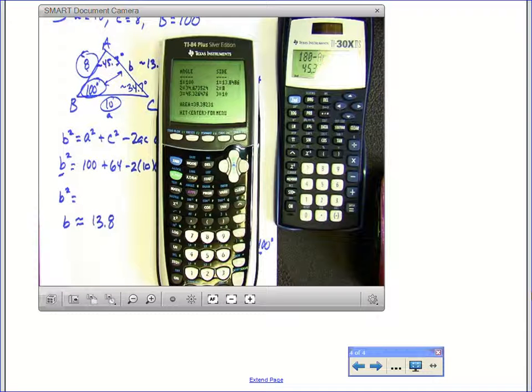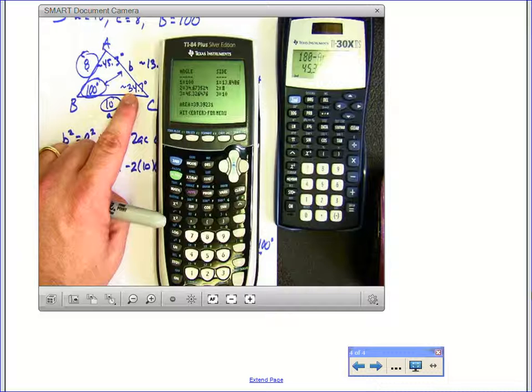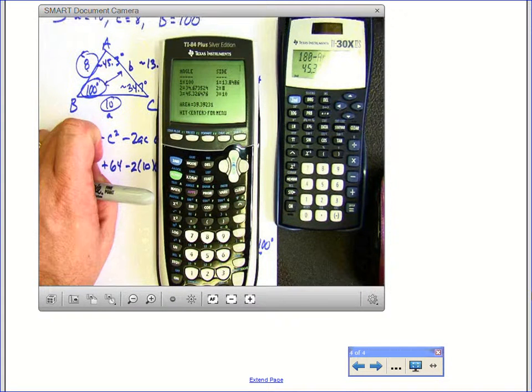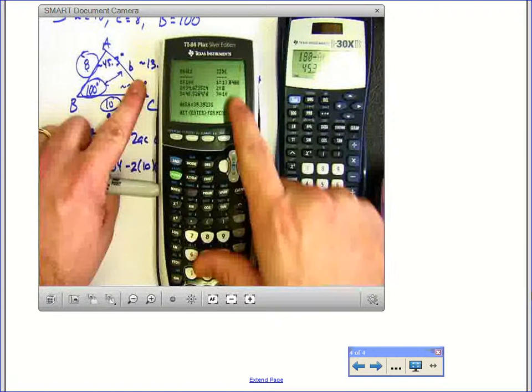Did I get all those? 34.7, 45.3, and then the other side is 13.8.